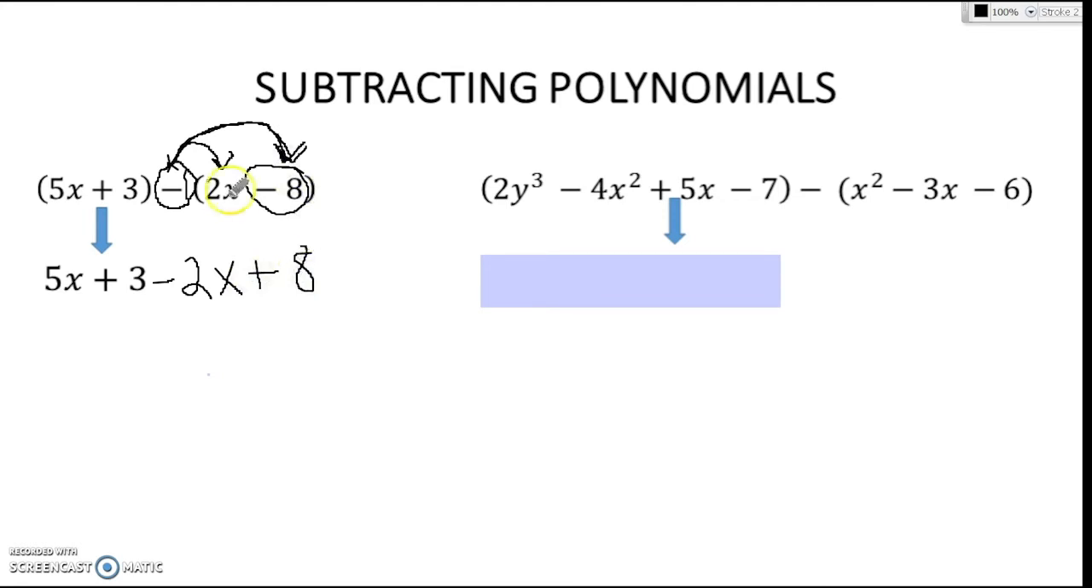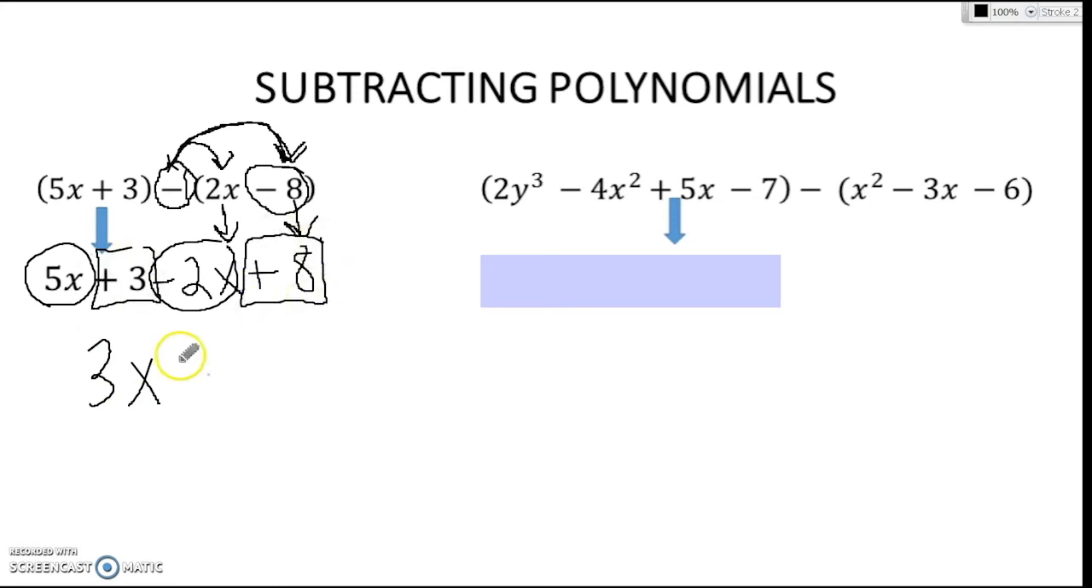So notice this was a positive 2. It's now a negative. This was a negative 8. It's now positive. From here, it's just like we did earlier. We combine like terms. We got a 5x and a negative 2x. And then we have a plus 3 and a plus 8. And we're all set. Okay, not too bad. So let's come over here and let's do the same thing with this one.